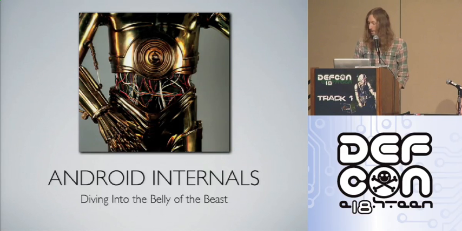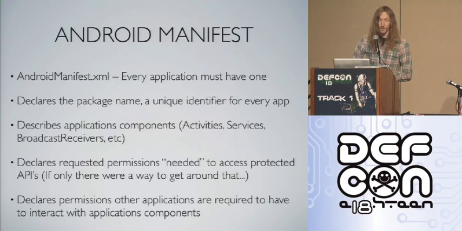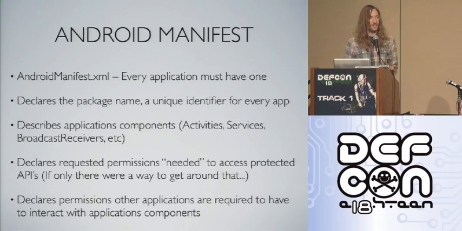So first thing, Android internals. The Android manifest is basically just a big XML file that every Android application needs to have. The manifest is going to define your package name, which is a unique identifier for every application that's going to be in the market, and this is going to be your com.android.whatever. That's your package name that you usually see.